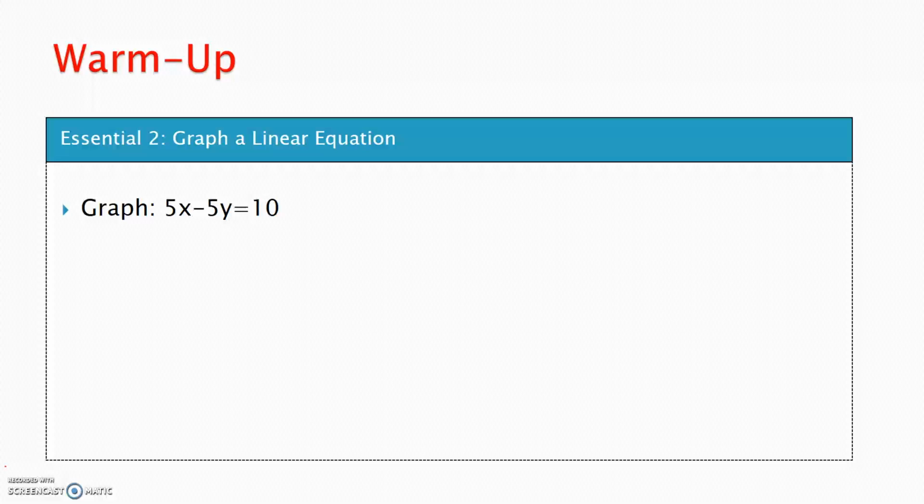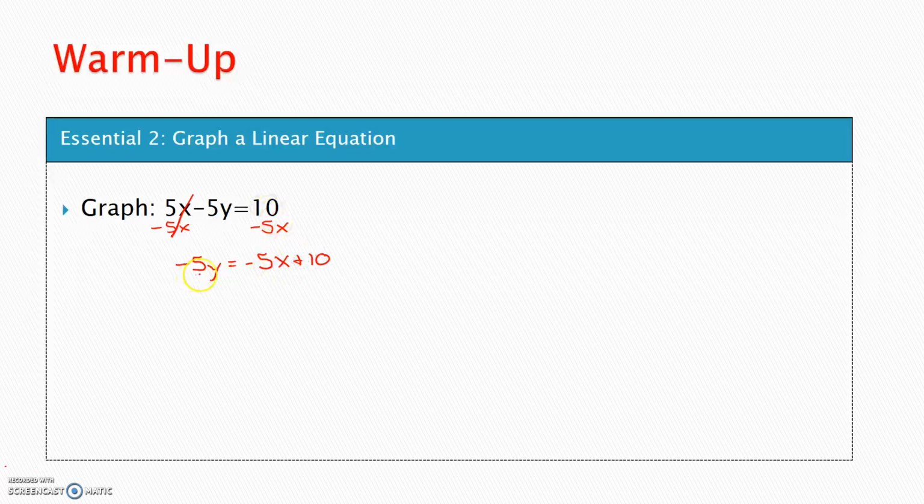Alright guys, so here we have it in standard form. What I have to do, of course, is change this to y equals mx plus b. So I have to get rid of that 5x by saying minus 5x to both sides. Now, of course, these guys cancel out. Don't forget to bring down that negative 5y is equal to negative 5x plus that 10.